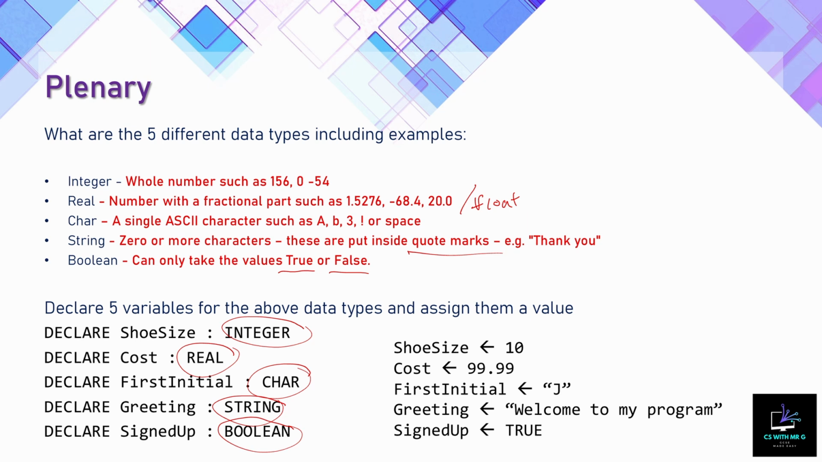And then to put values inside of them, shoe size, I assign the value 10. Cost, I've put a price inside. First initial is one character. Greeting is a whole sentence. And then signed up, I can set to true. So they're just five very basic examples.